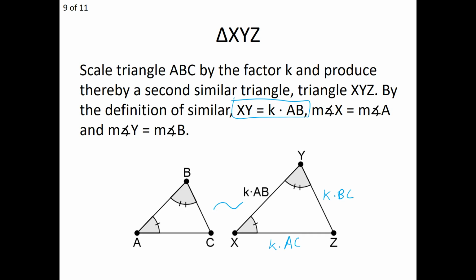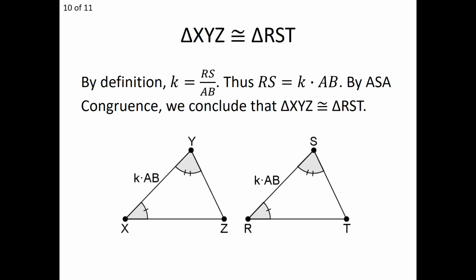But there's something else we want XYZ to do. We want it to be congruent to triangle RST. Well, it is. See, the thing is, we created our value K strategically. Remember, by definition, K is equal to the ratio of RS to AB. Now, with a little bit of algebra, multiplying both sides by AB, we can say that the length of RS is really equal to K times AB.